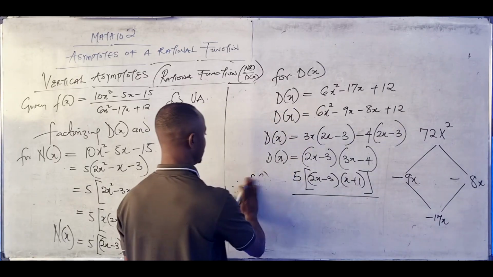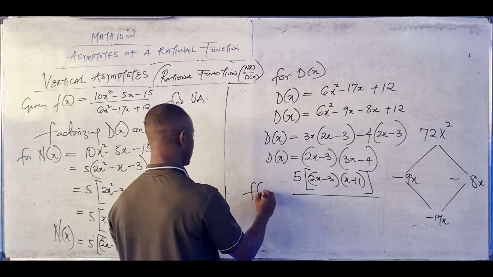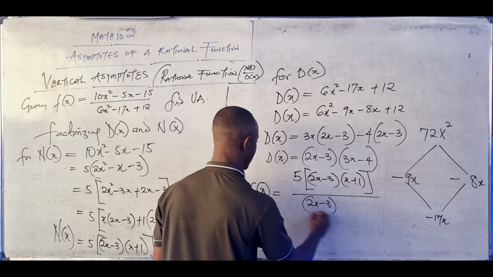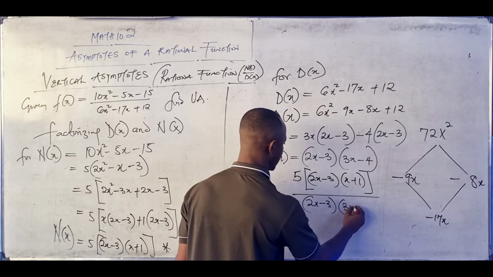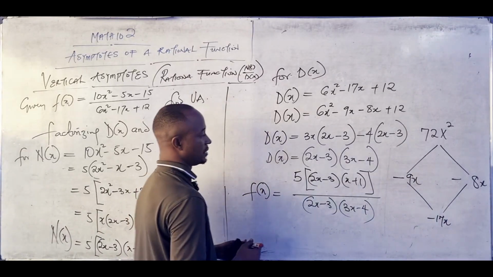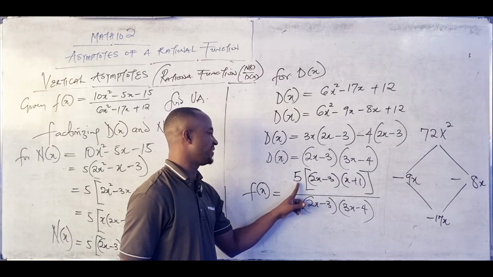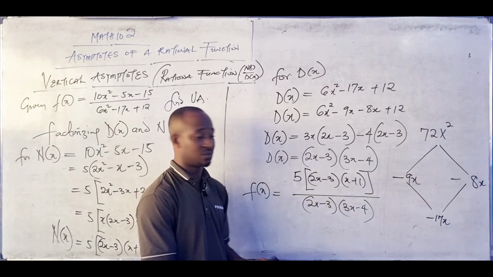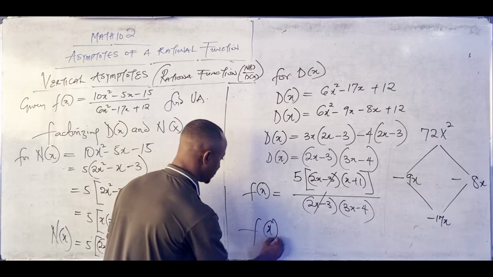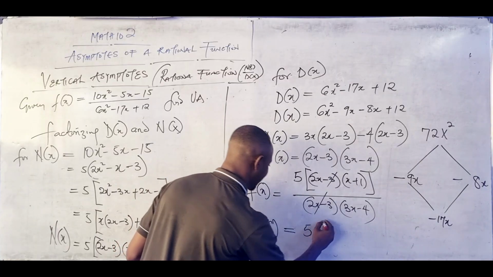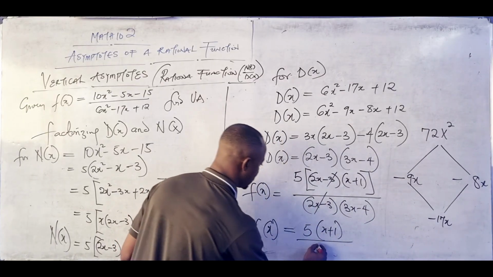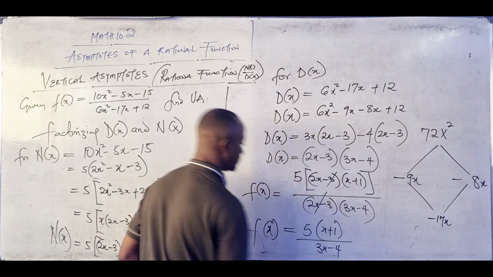Divided by 2s minus 3 and 3s minus 4. Which of these do we cancel out? I hope you are aware that this is saying 5 times this, so this goes with this. So what is our f of s remaining? 5 times s plus 1 over 3s minus 4.